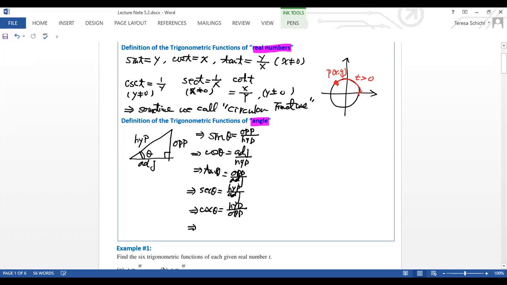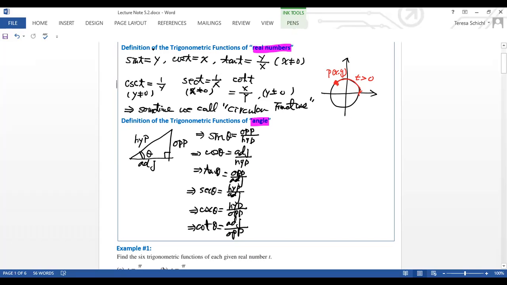Oh, we forgot the cotangent, right? So cotangent theta, we say, is adjacent over opposite side. See, this is what we learn from the geometry. So for a given theta, that means a given angle, this is how we define our trig functions.